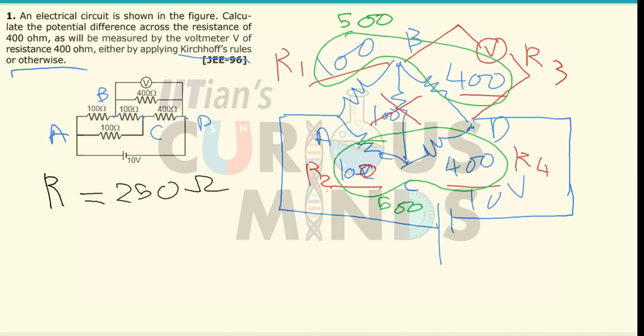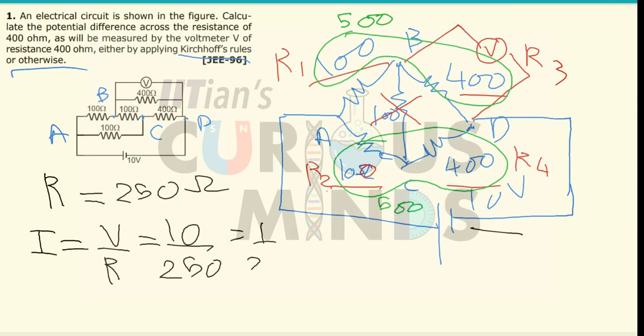The voltage we have connected is 10 volt. So the current through the wire will be V divided by R, which is 10 divided by 250, equal to 1 by 25. This is the total current flowing through the circuit. Now this current will be equally split into two parts. Over here it will be I by 2, and over here it will be I by 2, since the circuit given is symmetric.